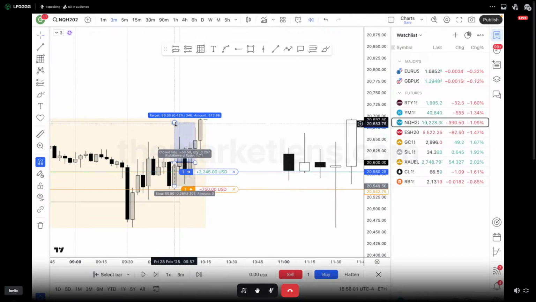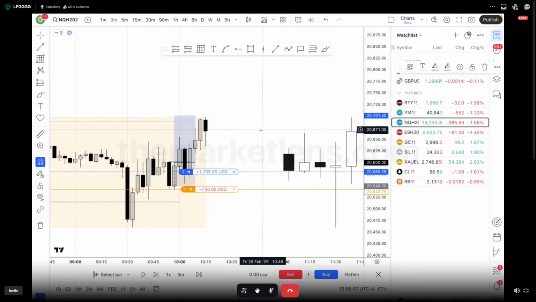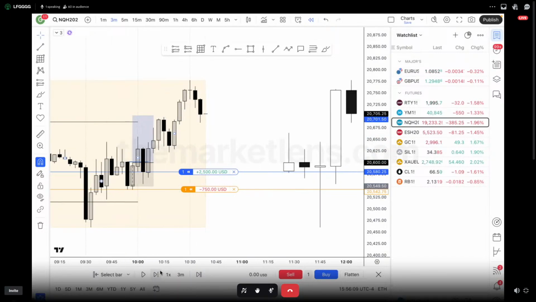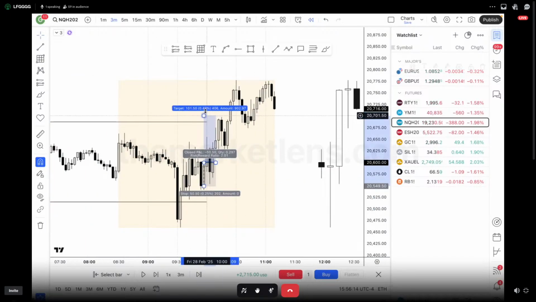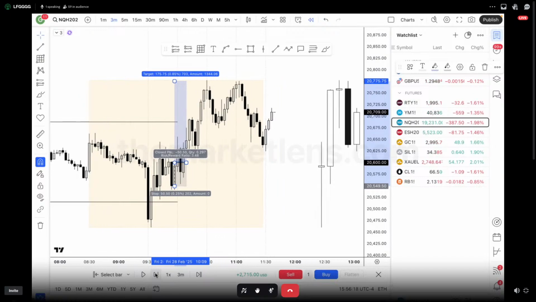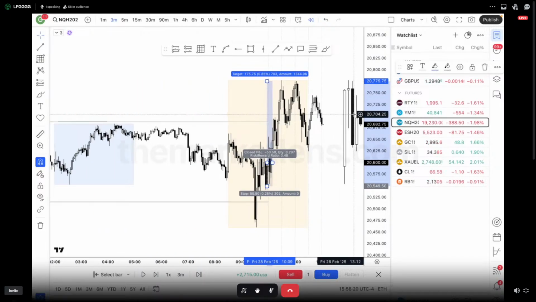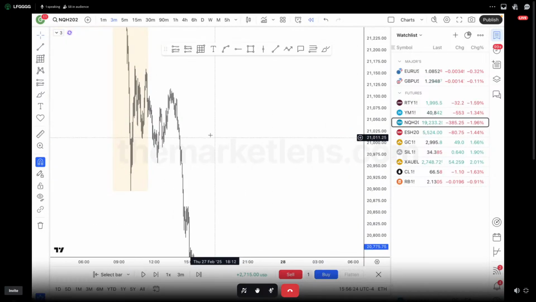And then I take 2R. 2R is about right here. And then you can trail and whatnot. As you see, this trade still goes like 3 point something R, 3.5 R, and then it eventually just reverses. But that's because this is a very relevant swing in the market. There's nothing really to target past that.